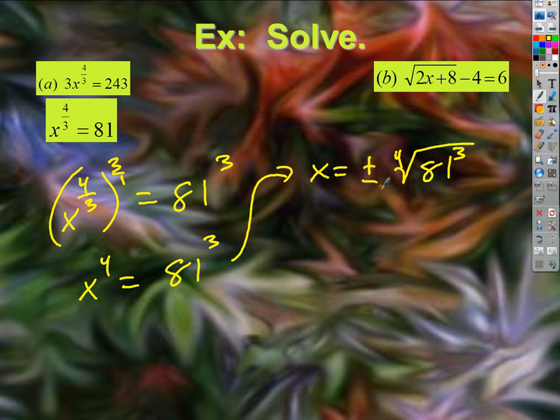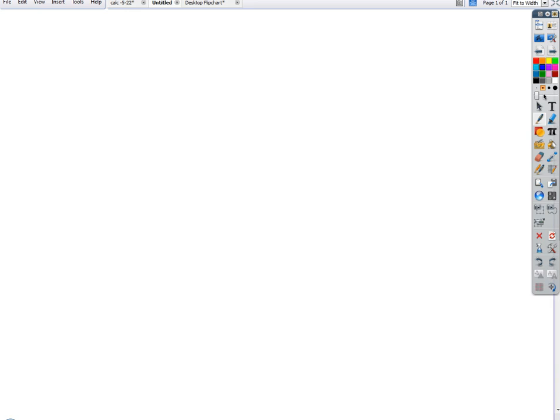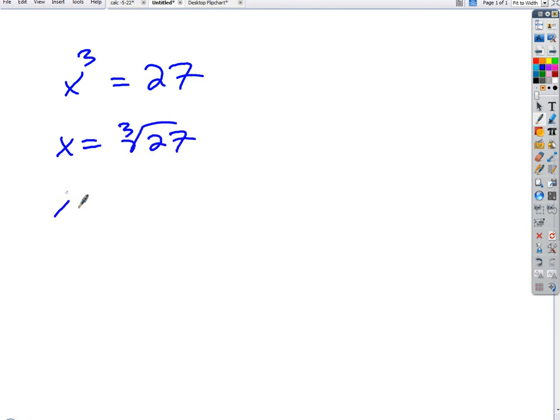How do you know when to use plus or minus? Well, whenever you're taking a root of both sides, if it's an even root, I need a plus or minus. So for example, let's just quickly review that, because that's a big deal. If I have x cubed equals 27, what do I do to get the x by itself? Cube root. So x equals the cube root of 27, which is 3. Do I need a plus or minus? No, I don't, because 3 is odd. I took a cube root of both sides.